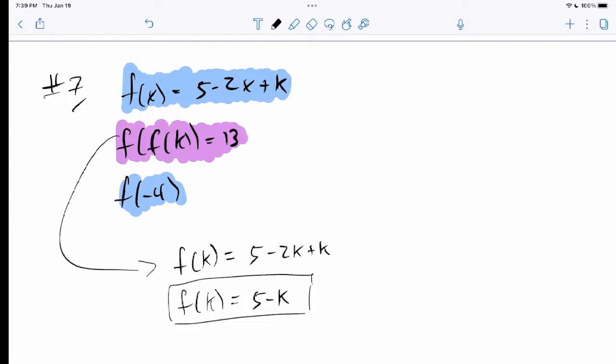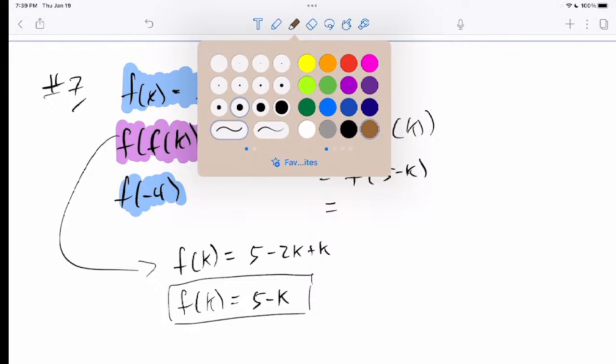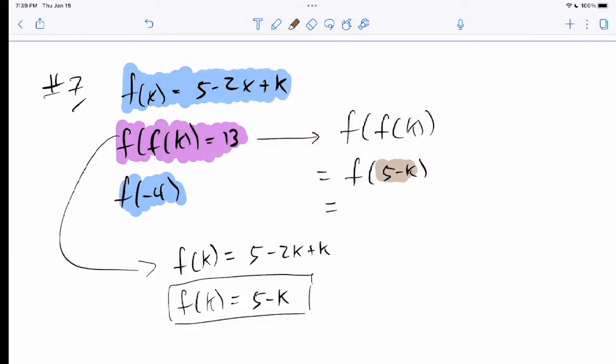F at k equals 5 minus k. So therefore, from here, f composite f at k is going to be f at 5 minus k. And what is f at 5 minus k? What you do is everywhere you see an x in your function, you're going to change that to a 5 minus k. So it's going to be 5 times 2 times 5 minus k plus k. So you just kind of go through your math here.